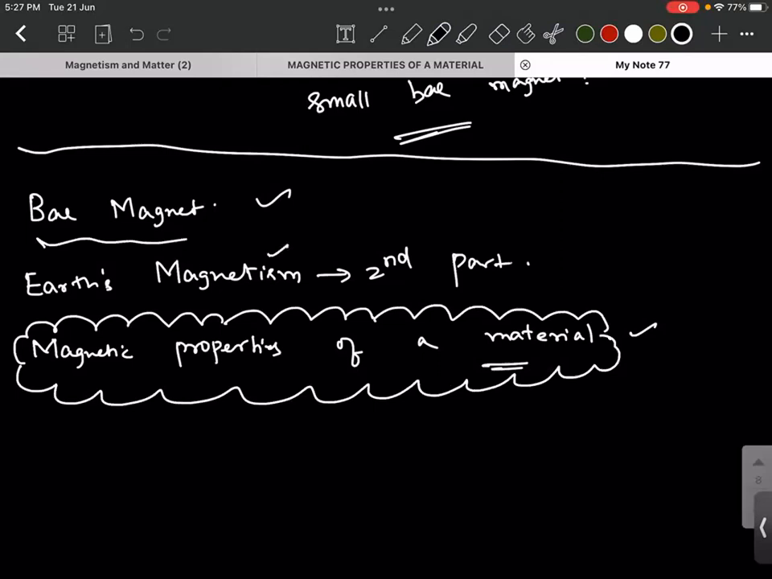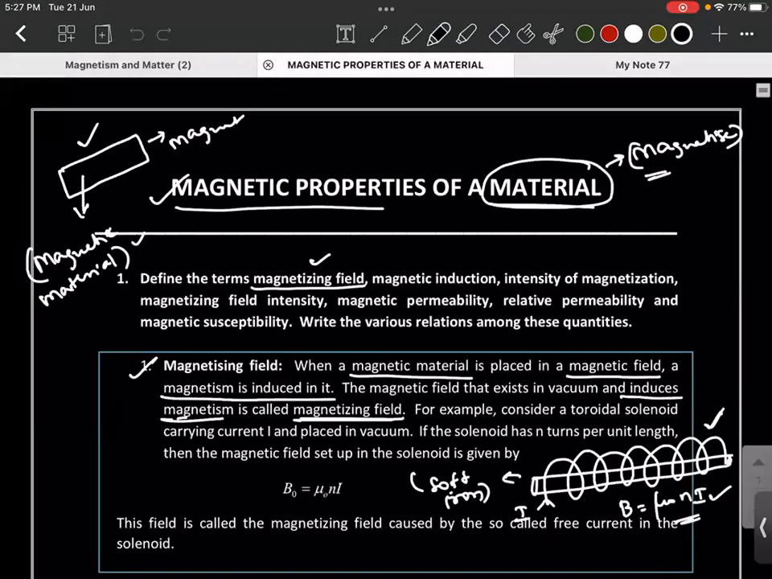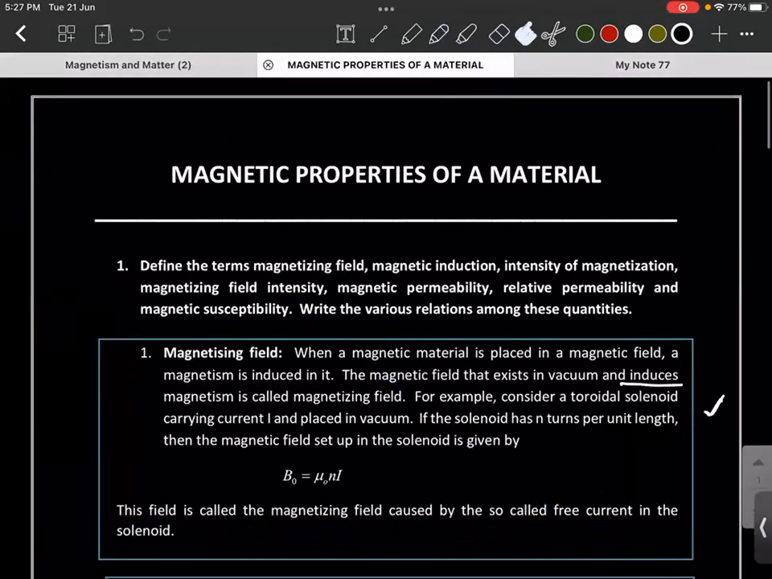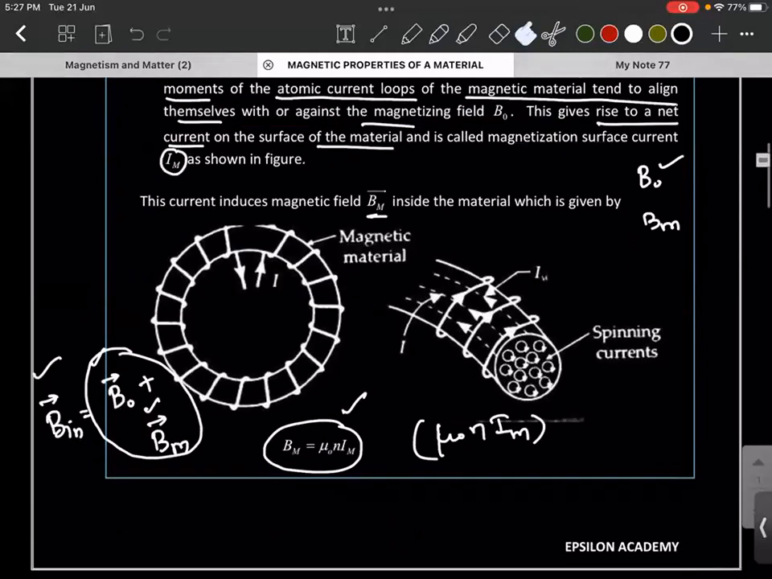Okay, so I'm just giving you a disclaimer beforehand. The terms that are used in this magnetic properties of a material are very much similar. They sound very much similar. So I want you all to pay utmost attention to ensure there is no confusion. Okay, so concentrate.